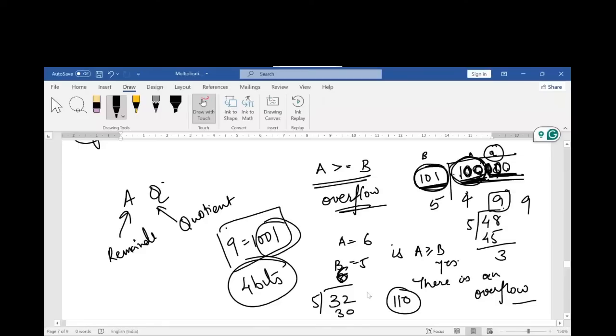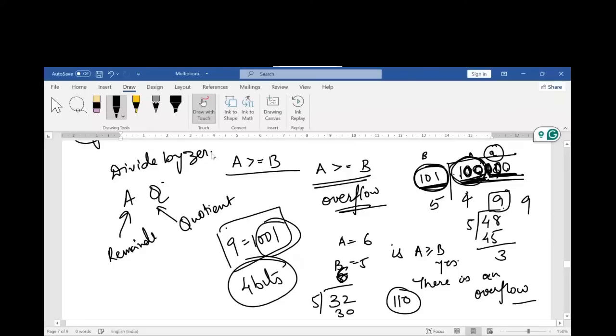Okay, so before we start off with the algorithm, the first thing is, first you set the sign of your quotient. Then the next step is what? Check for overflow. If there is an overflow, do not move ahead. What is the condition for overflow? How would we check overflow? A should be greater than or equal to B.